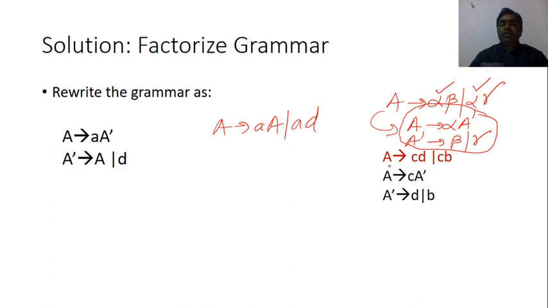You can see here, if the production is A derives to CD or CB, it can be written as A derives to C A prime, because C is the same in both.